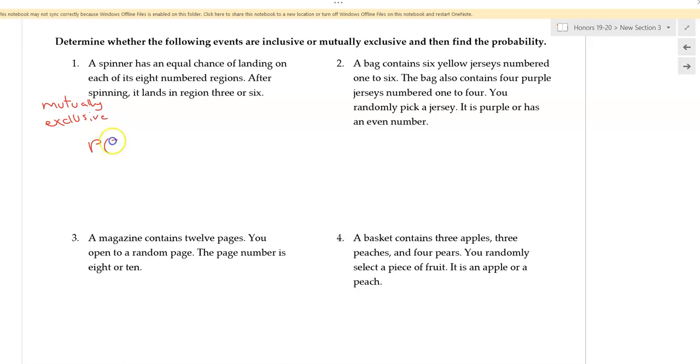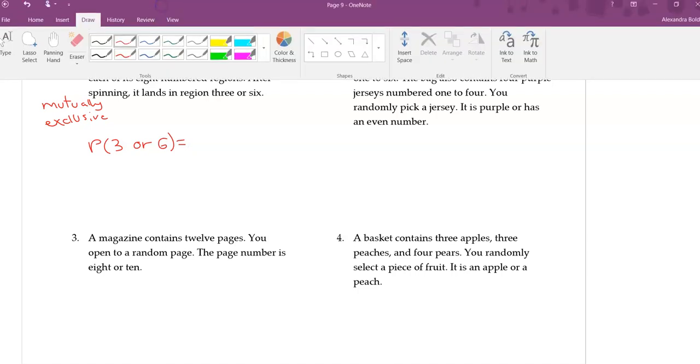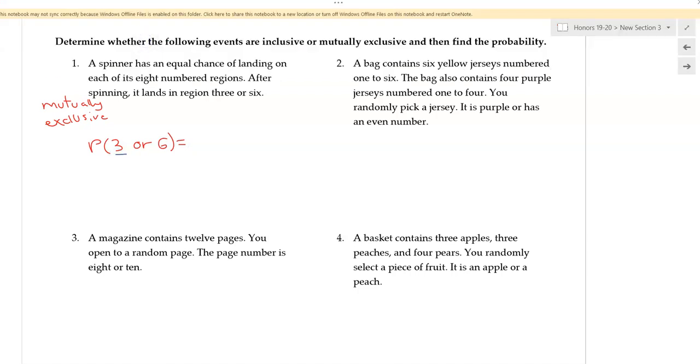So the probability of 3 or 6 equals, well, the probability of 3, it has 8 sections, right? So there's one section numbered 3 out of 8 sections. The probability of 6, same thing. There's one 6 out of 8 sections. 1/8 plus 1/8. With adding, we only add the top as long as the denominator is the same, right? So that's 2/8, which is 1/4.